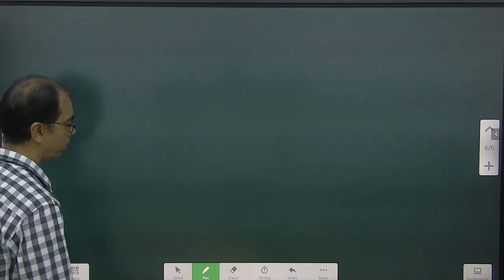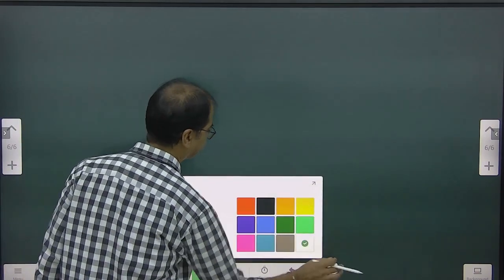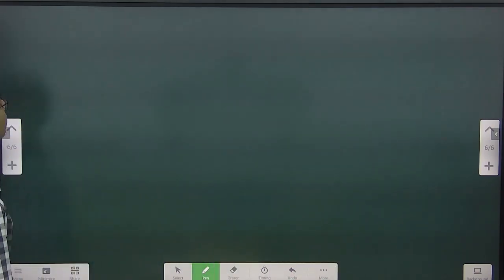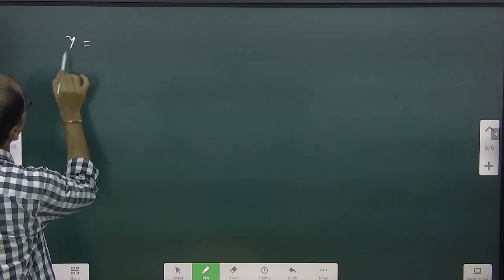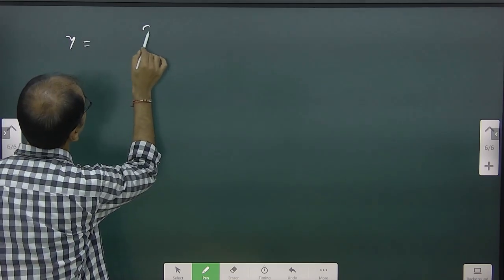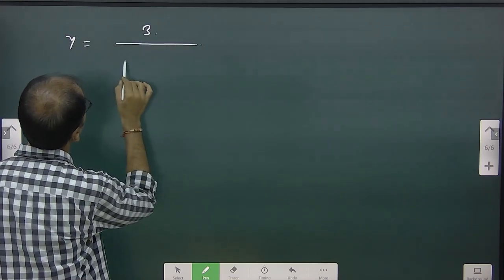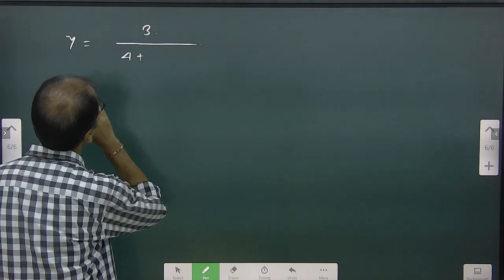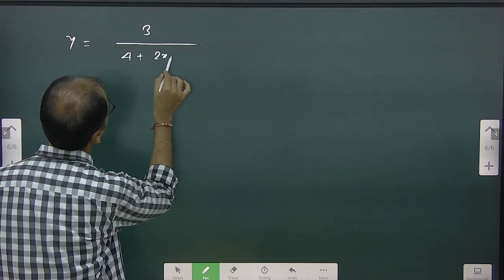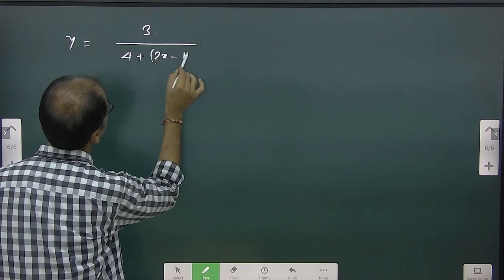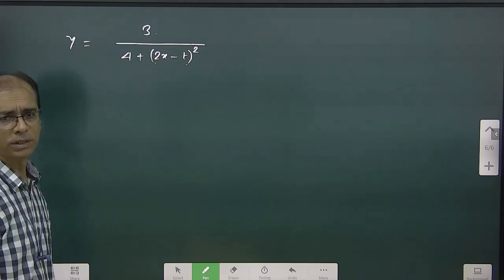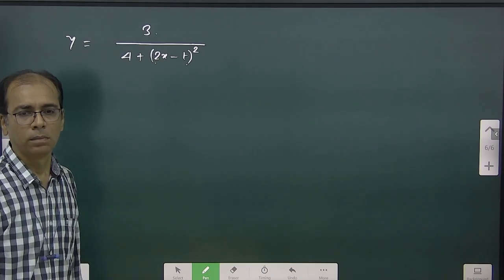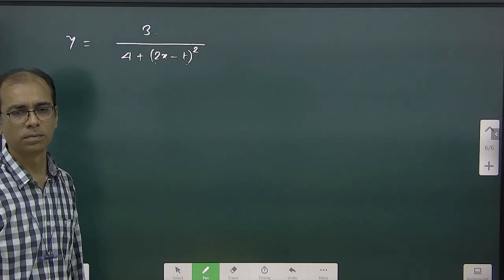Right. So suppose now I give you one wave equation which is not harmonic. I ask you whether this is a wave equation or not. So y equal to 3 by 4 plus (2x minus t) the whole square. Now the question is, is this a wave? And the answer is, we can see.